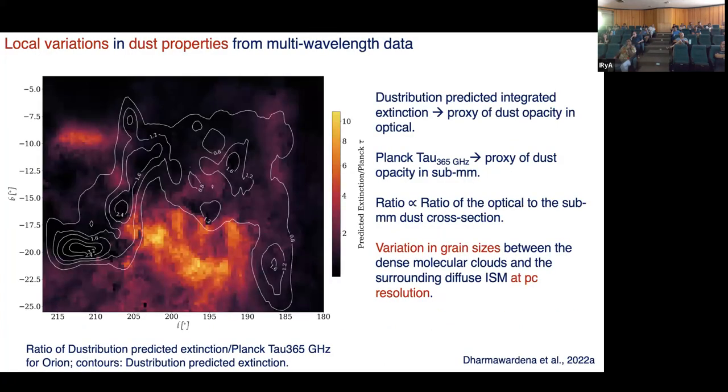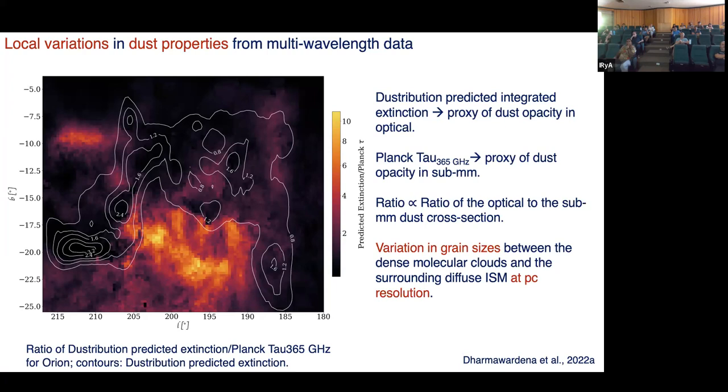And this was another very interesting result that we got. This is sort of going back to the 2D extinction, essentially. With 2D extinction, that's a very good proxy for the dust opacity in optical. And with Planck, we have the long wavelength information. So it's a very good proxy then for the opacity in submillimeter.